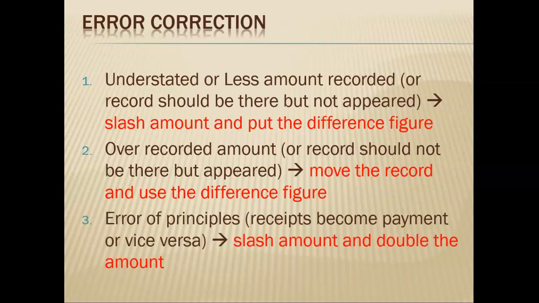The third tip is error of principles, meaning that a receipt becomes a payment or a payment becomes a receipt. For this kind of error, you only need to slash the amount and replace it with a double amount for that particular transaction. So this is the tip to correct the error. I will show you how to do the bank reconciliation using these tips later. Just bear with me.